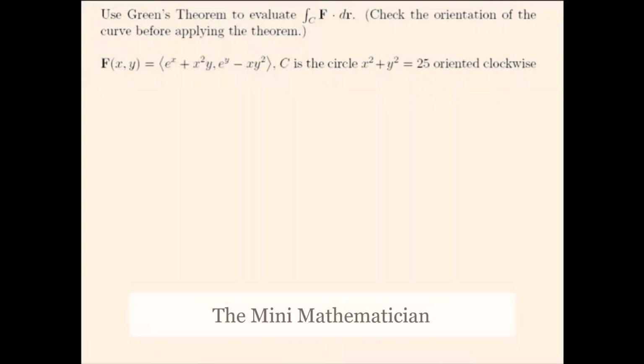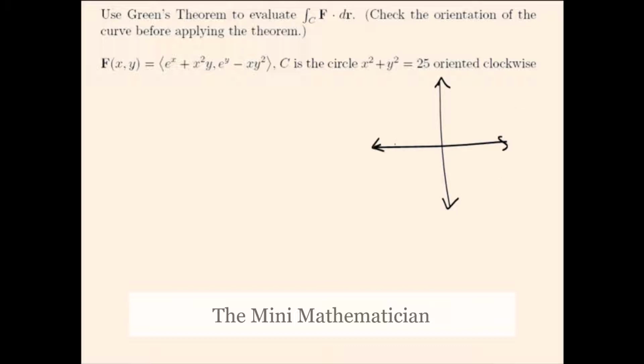Use Green's theorem to evaluate the integral over C of F dot dr. Check the orientation of the curve before applying the theorem. Our force field F of x, y is given by the vector function e to the x plus x squared y, comma, e to the y minus x y squared, and C is the circle x squared plus y squared equals 25 oriented clockwise. And so you can see we have the wrong orientation to use Green's theorem initially.